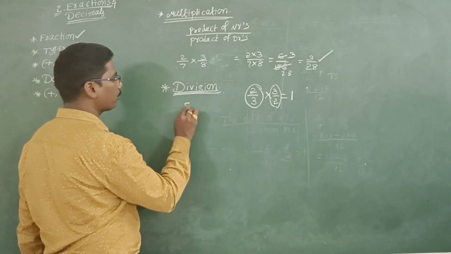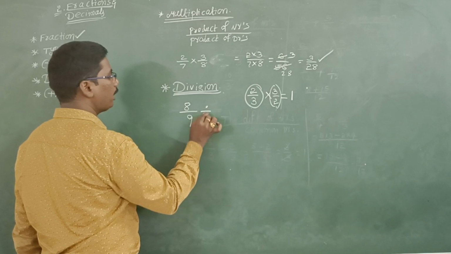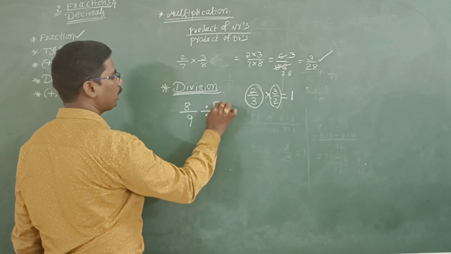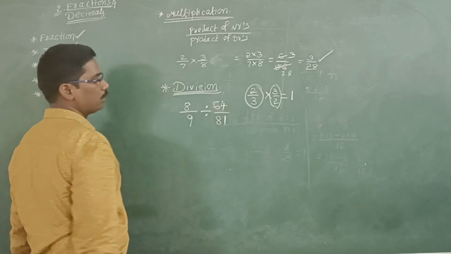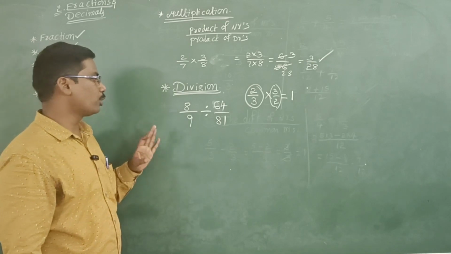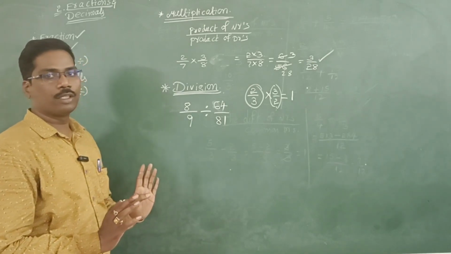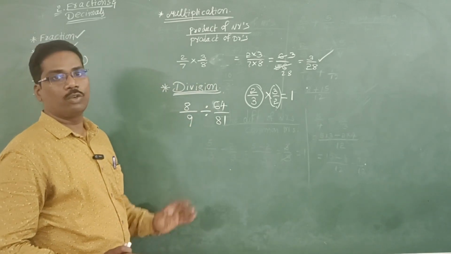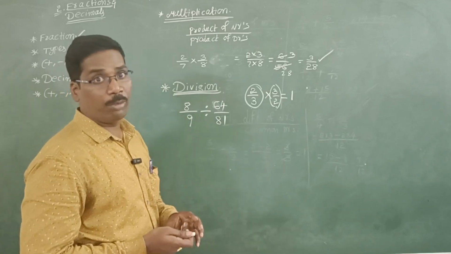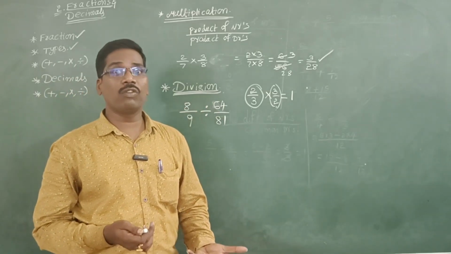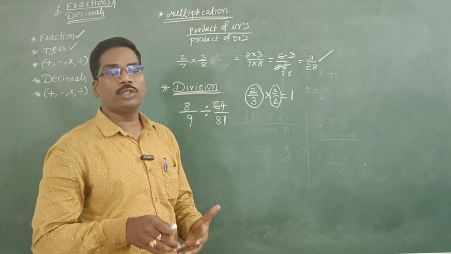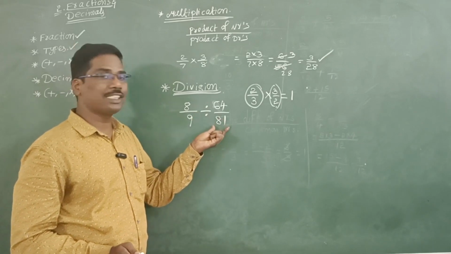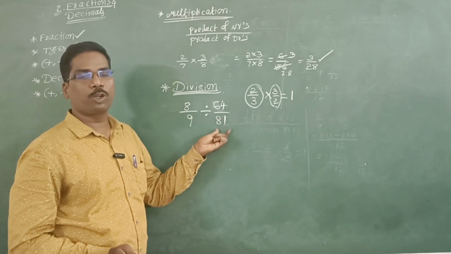See here, 8 by 9 is divided by 64 by 81. This is how to do it. If I want to divide directly, I can't do anything. I know multiplication, but I don't know division. Instead of doing division, we can do multiplication very easily. Like in the previous class, instead of doing subtraction, we took the additive inverse and added. In the same way, instead of doing division, by taking the reciprocal of the second fraction, we multiply with the reciprocal of the second fraction.